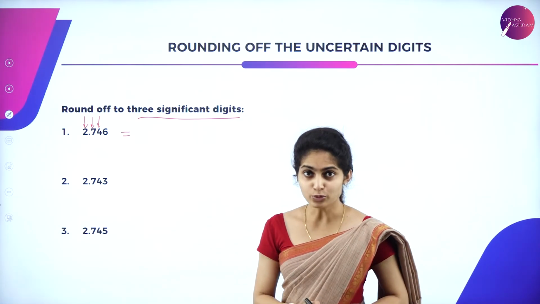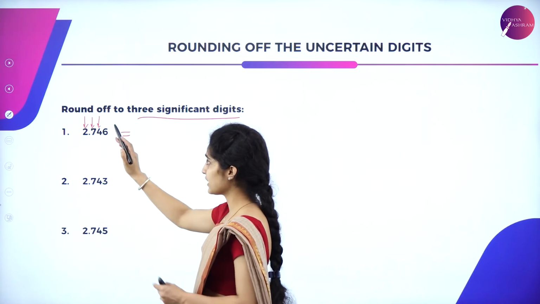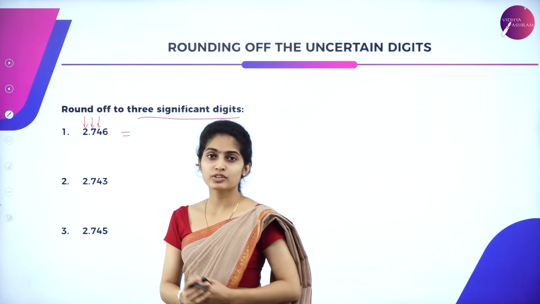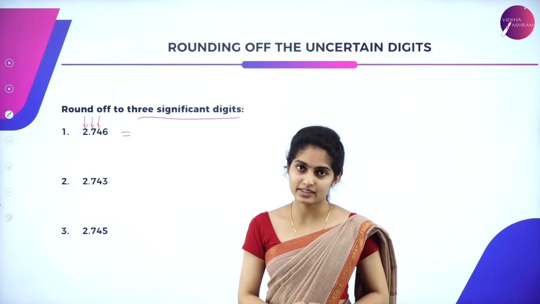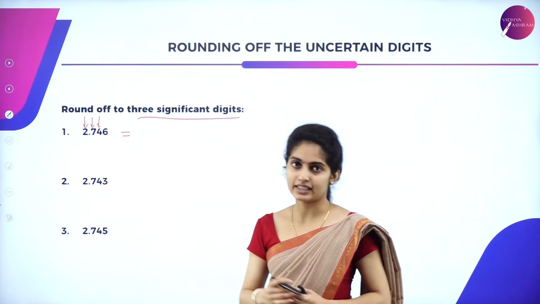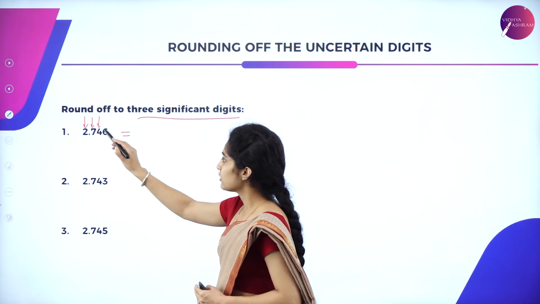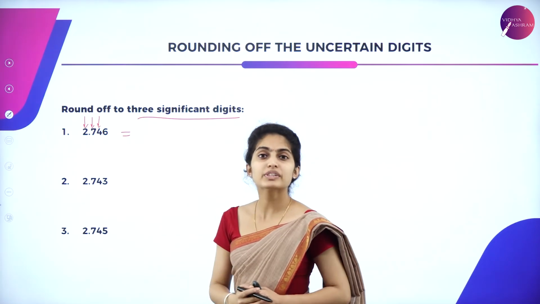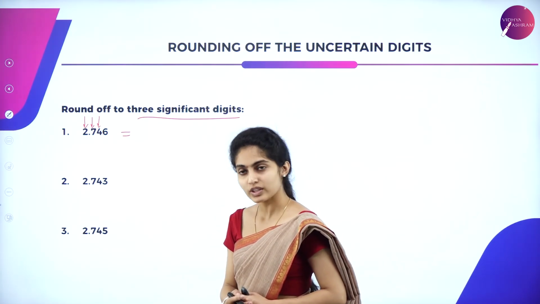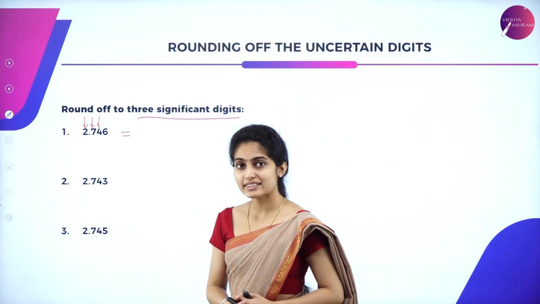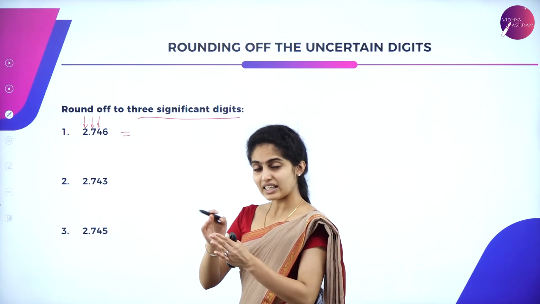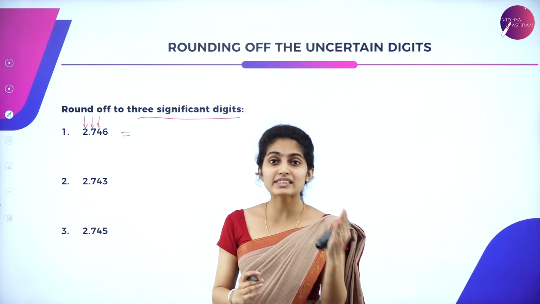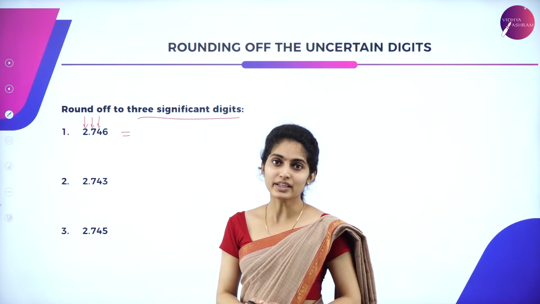No. According to the rule, the number 6 is the succeeding number, and the previous number is known as the preceding term. Preceding number, succeeding number. So the 6 is a succeeding number, so just check out the preceding number. What is that? It is 4. So 6, is it greater than 5? Yes, 6 is greater than 5. So when 6 is greater than 5, the preceding term should be raised by 1.